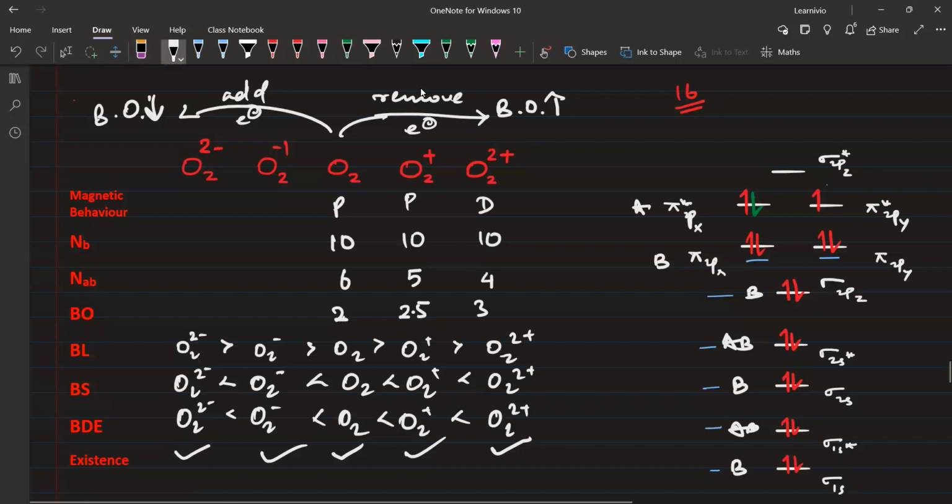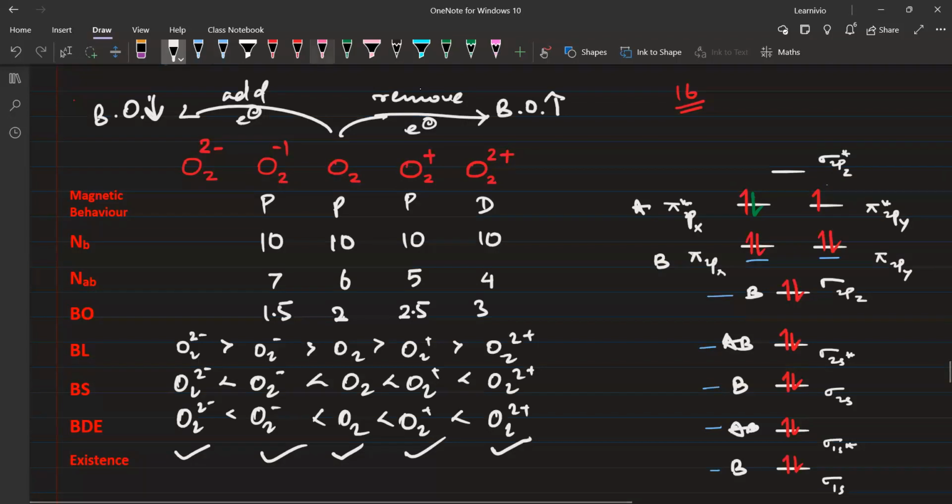Now, as you can see, it is still paramagnetic. I have not disturbed the paramagnetism. We still have an unpaired electron. In this case also, we have not touched the bonding orbitals. That is why the number of bonding electrons will still be 10. The number of anti-bonding electrons, we have increased by 1 electron, and this will be equal to how much? 7. Now, if I look at the bond order, 10 minus 7 will be equal to 3, divided by 2, will be equal to 1.5.